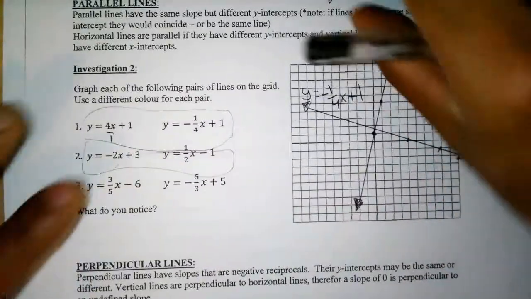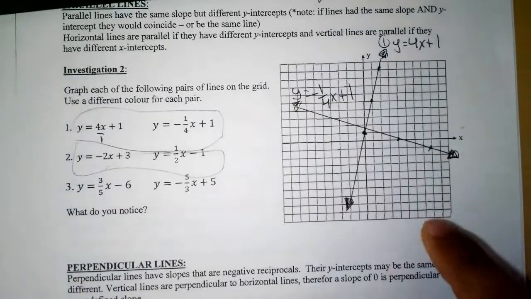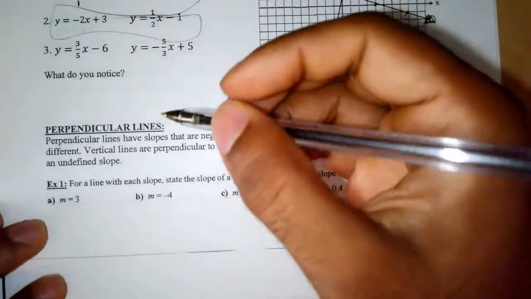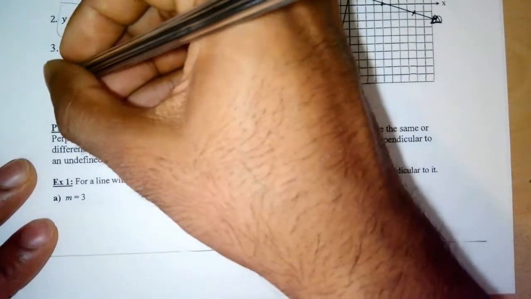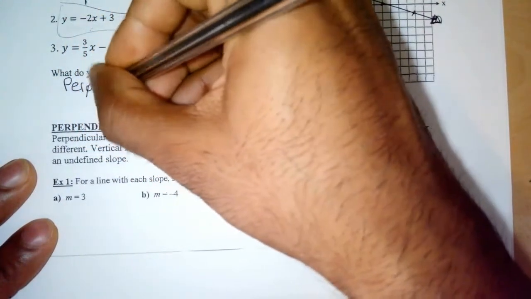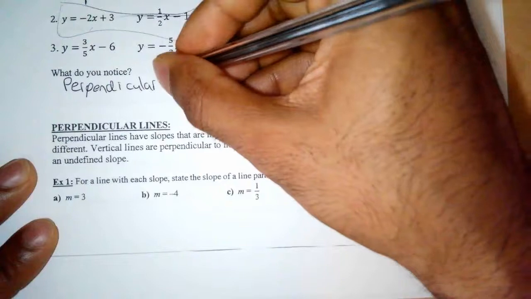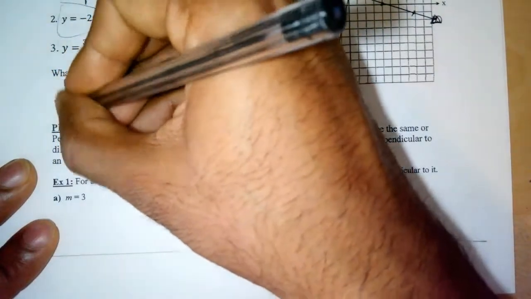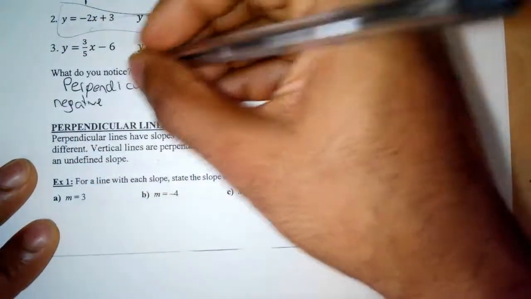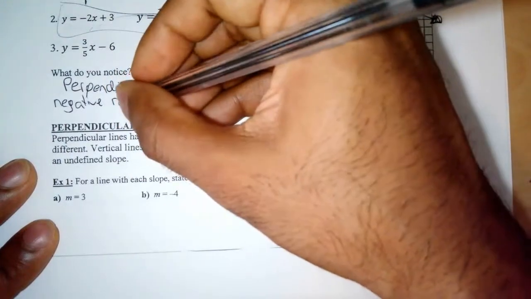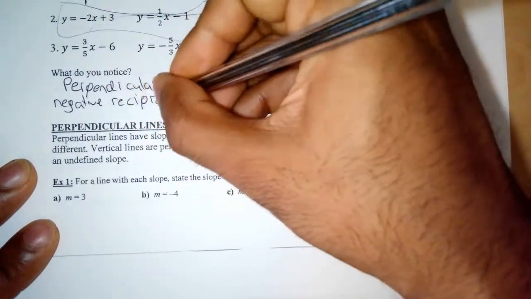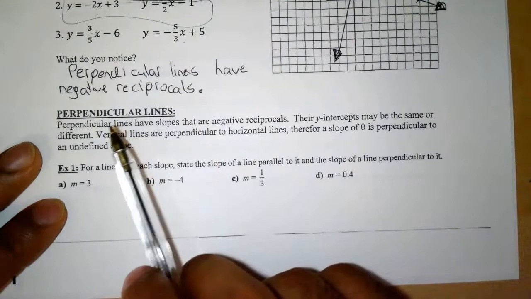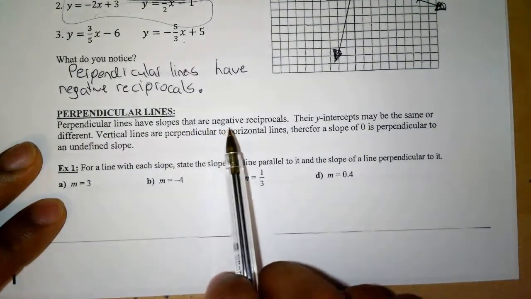Let me just move this down actually. There we go. What do you notice? We notice that perpendicular lines have negative reciprocals. Okay, so let's look at the definition. Perpendicular lines have slopes that are negative reciprocals.